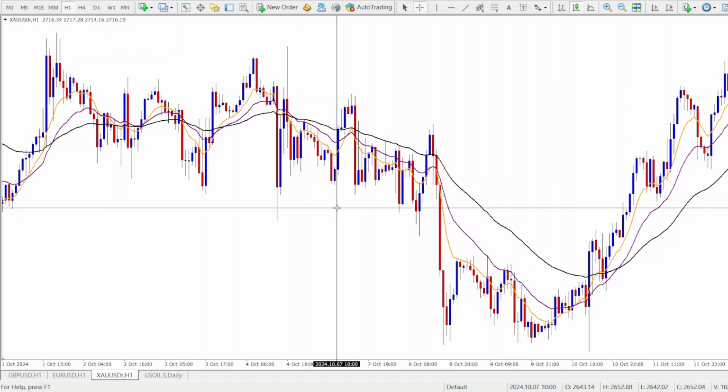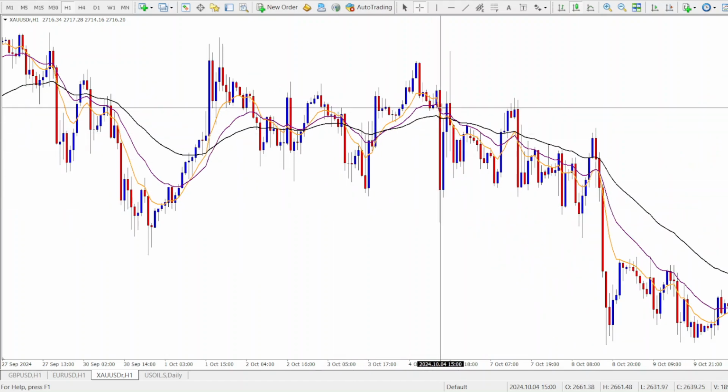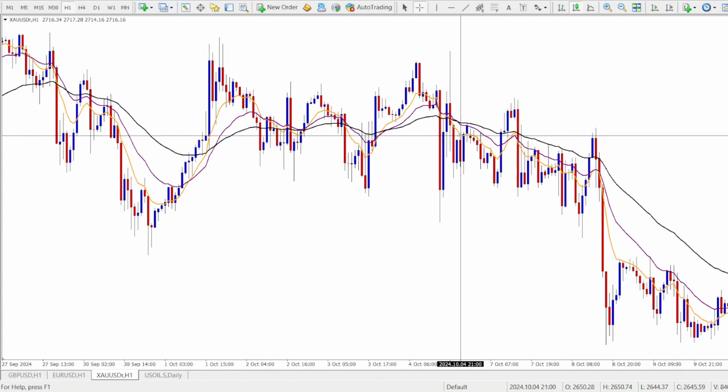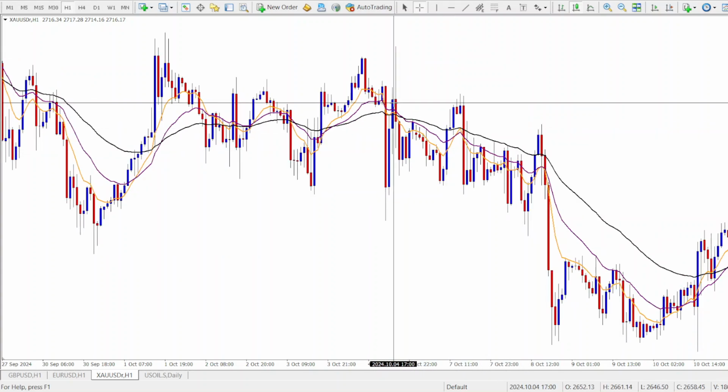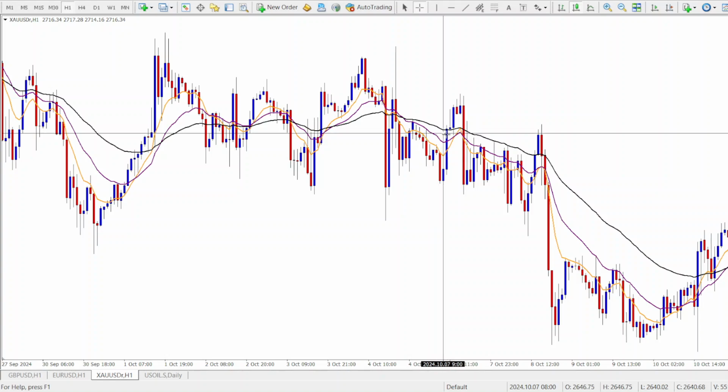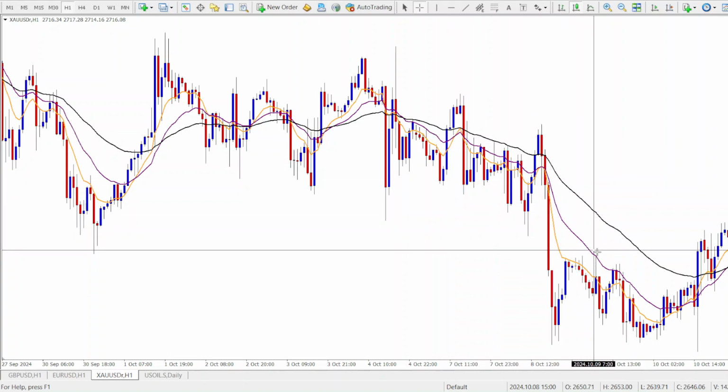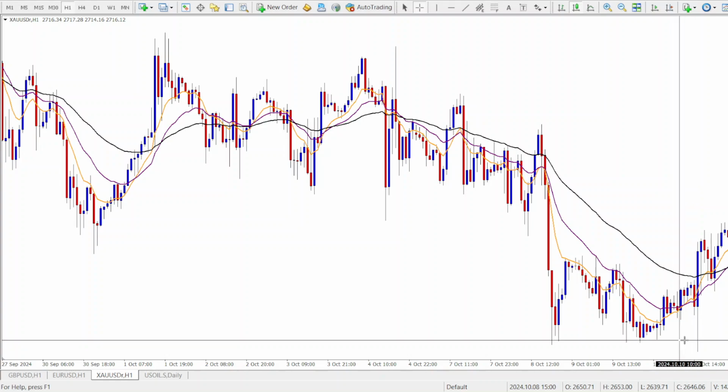On the other hand, when the 9 EMA crosses below the 20 EMA and the 50 EMA, it indicates a downtrend. Like we saw here, after the bearish crossover happened, the price dipped all the way to this point.